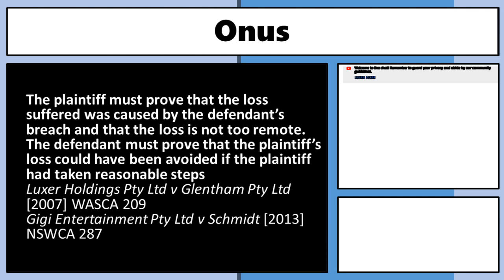The plaintiff needs to prove the causation aspect. They need to prove that a particular sum of loss was caused by the defendant's breach, and it's not too remote. So that's the first two components of this lecture. Here, though, there's actually an onus reversal. Every now and then in law, in torts and in contract, and in criminal law, you'll get an onus reversal where the other side bears the burden of proving these things. They need to actually rock up and prove that the plaintiff could have taken reasonable steps to avoid their loss.